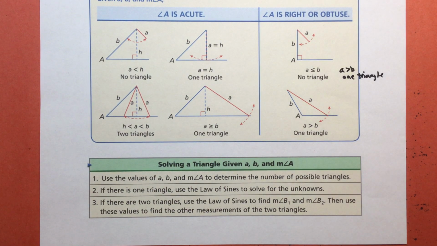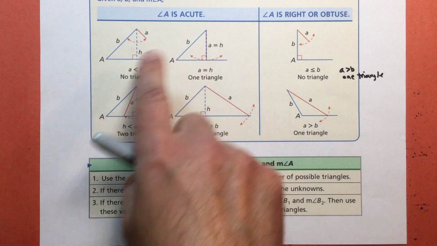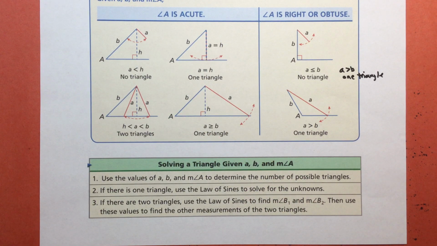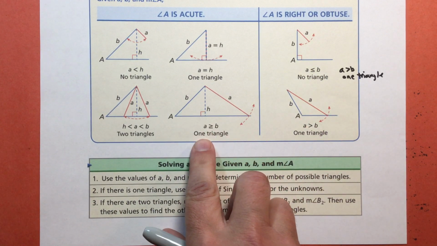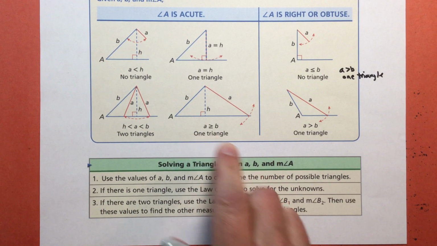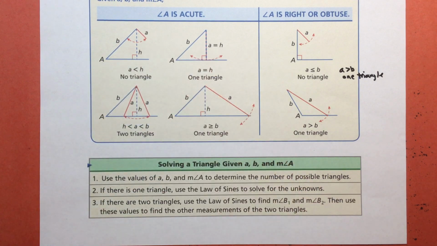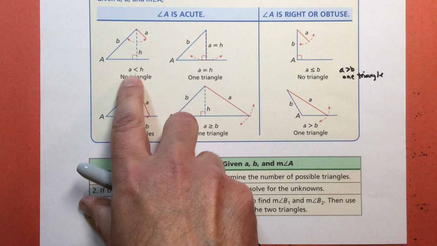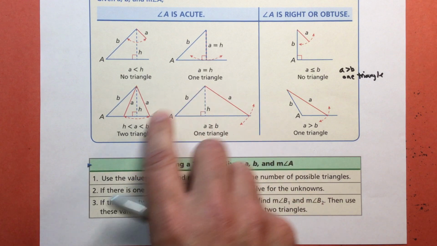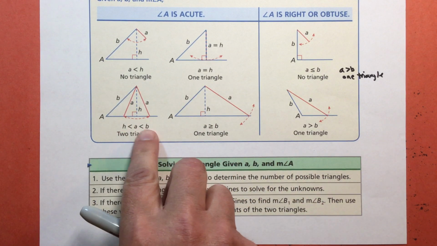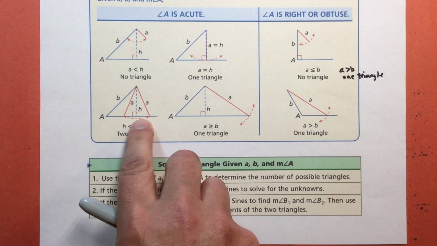If angle A is acute, then it's going to be one of these four choices. The easiest one is if A is bigger than B, just like these two. If A is bigger than B, you're going back to one triangle. But for all the other three choices, if A is not bigger than B, or another way of saying that, A is less than B, you're going to have to compare side A to the height. If side A is less than the height, you don't get a triangle. If side A is equal to the height, you get one right triangle. And if side A is more than the height, but less than the other side, you're going to get two triangles that swing back and forth.